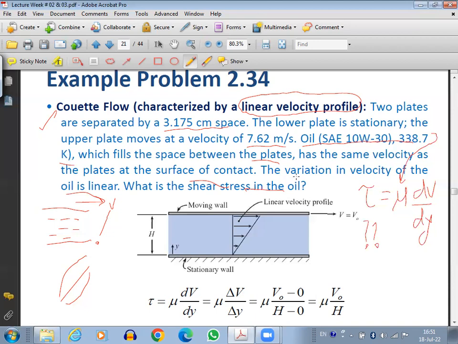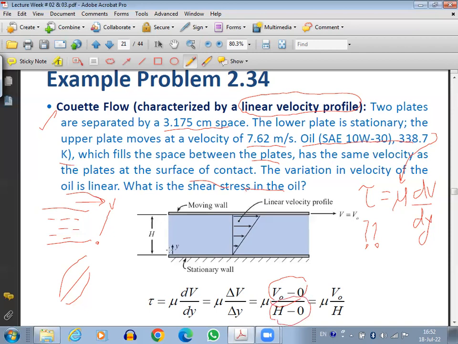Then dV by dy. dV is the change in velocity across the depth of the fluid. At the bottom side, velocity is zero. At the top side, velocity is V, given as 7.62 meter per second. Since it is linear, I can simply write del V as V naught minus zero, divided by del Y, which will be H minus zero.